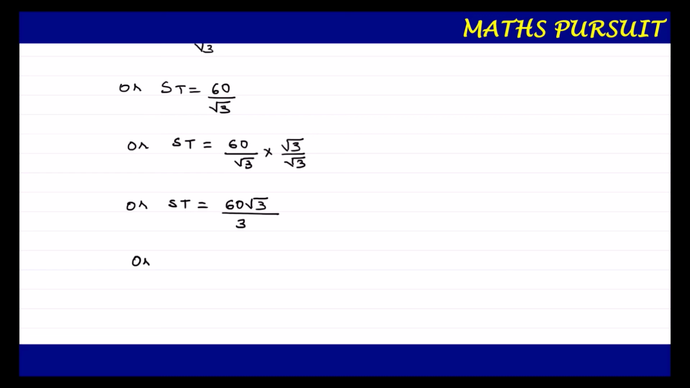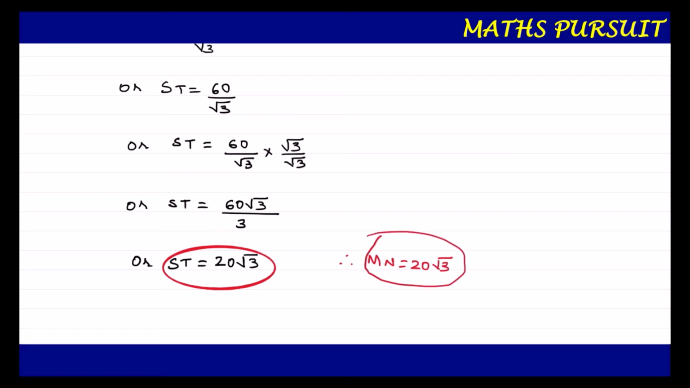Or what I can write? ST is equal to 20 root 3. Guys, this is our answer. What we got? We got the height of the pole as ST is equal to 20 root 3. And as per the question, the two poles are of equal heights. Therefore, we can also say that MN is equal to 20 root 3, because these two poles are of equal heights. So one we got MN is equal to 20 root 3, and the other one we got ST is equal to 20 root 3. So guys, this is our answer.